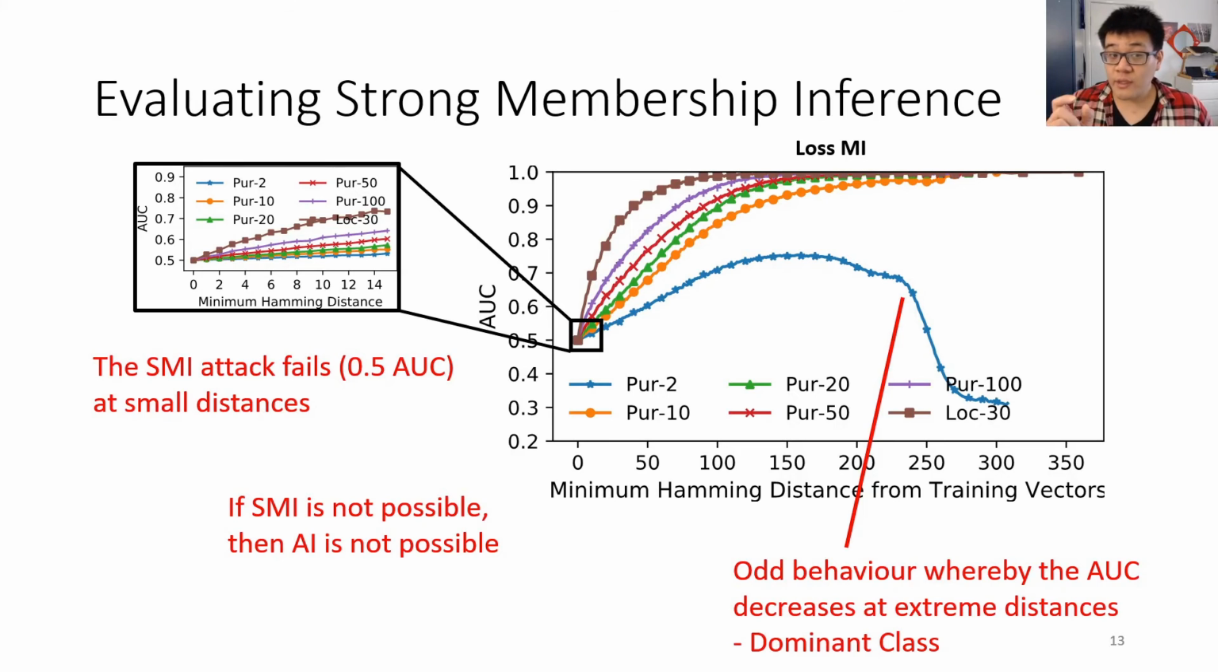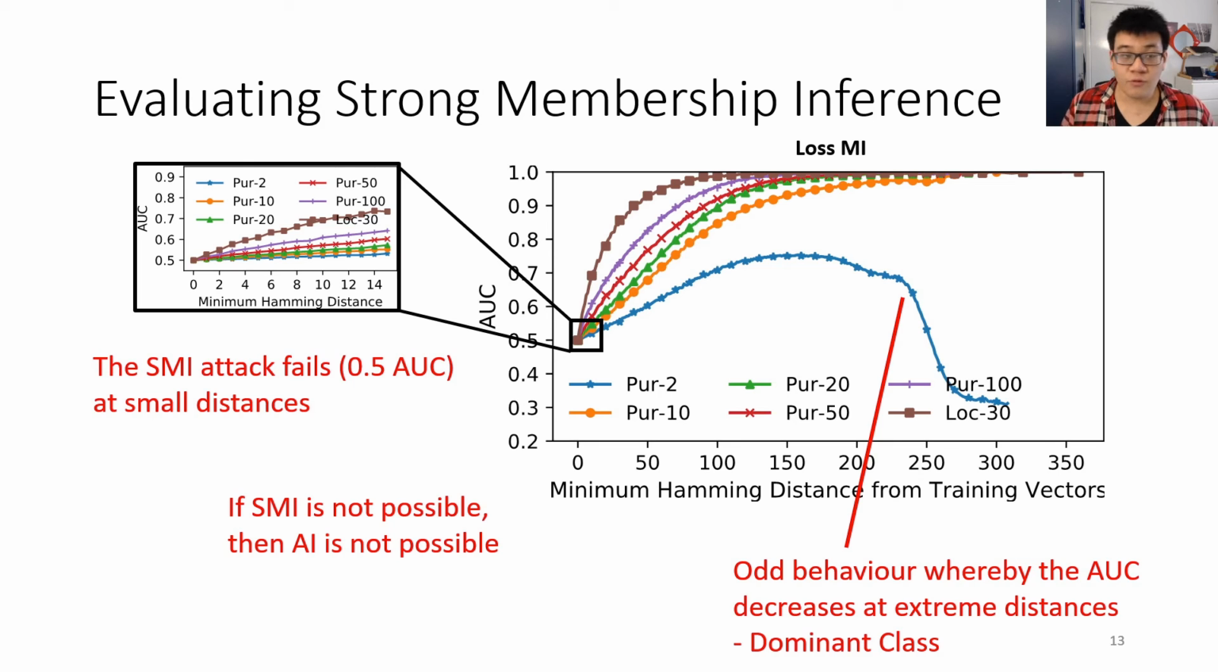Now, zooming in on the small distances on the figure, we can see that strong membership inference starts to fail as we approach these incredibly small distances to the training dataset. It has an AUC of 0.5, equivalent to a random guess. And we see that strong membership inference is not possible, which checks out, as we saw in the very beginning, attribute inference produced negligible advantages.